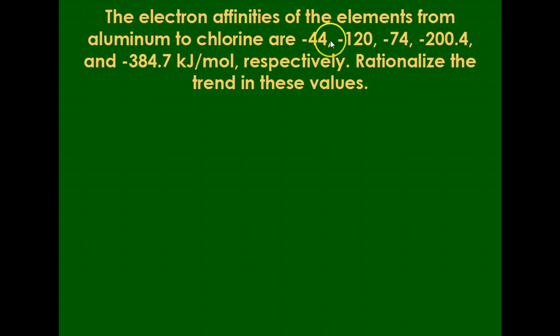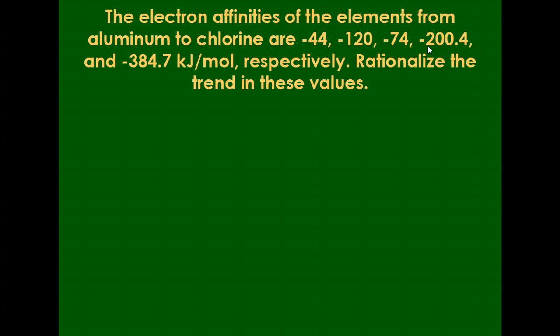We're seeing a jump here from negative 44 to negative 120. And then we're seeing another jump from negative 74 to negative 200.4. And we're seeing a final jump to negative 384.7. So our largest electron affinity is seen with chlorine. And so that kind of makes sense. If chlorine gains an electron, it becomes like the noble gas that comes after it, and that would make it really, really stable.